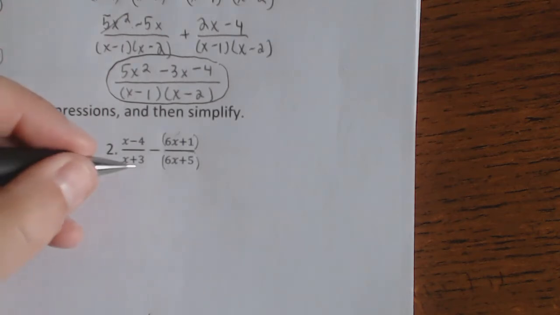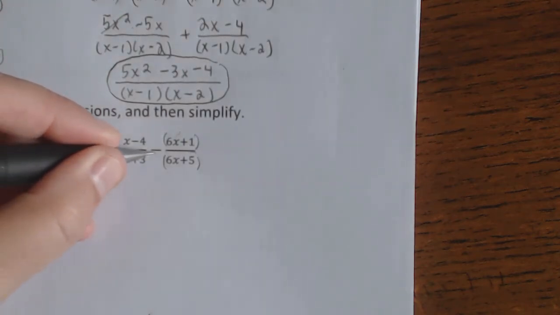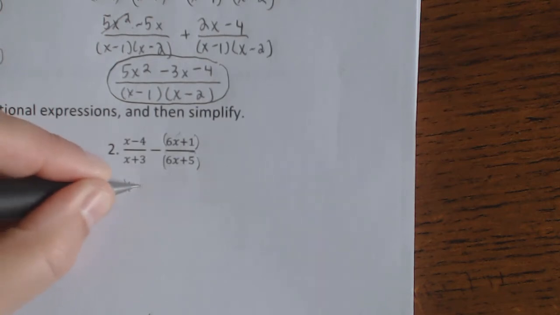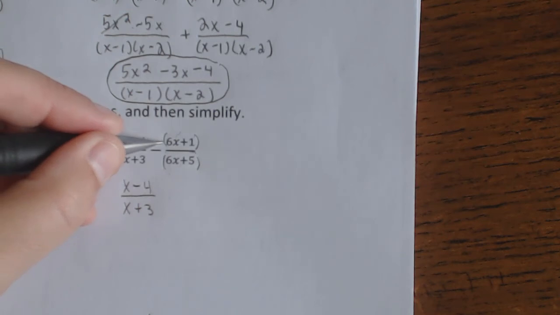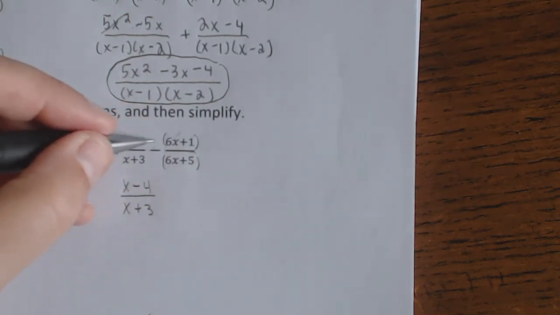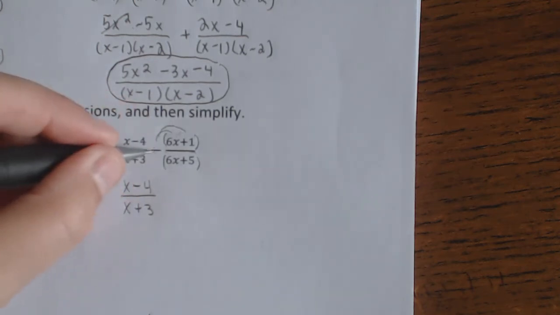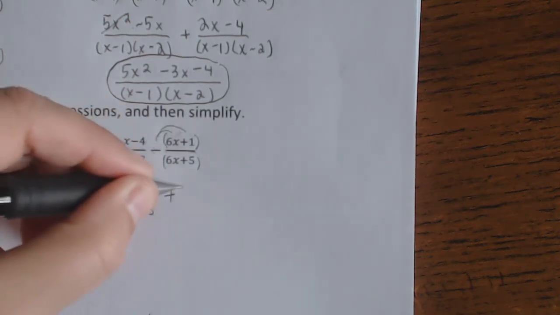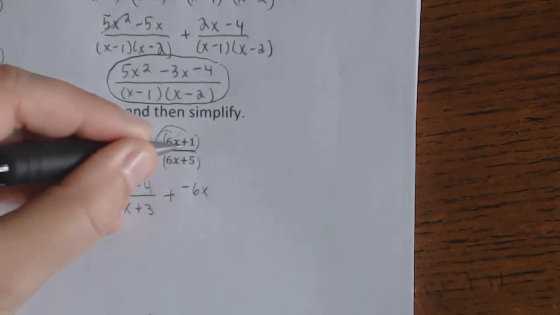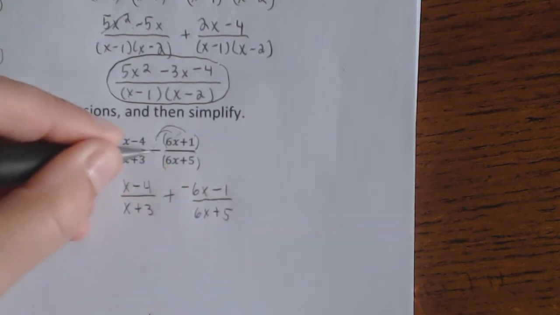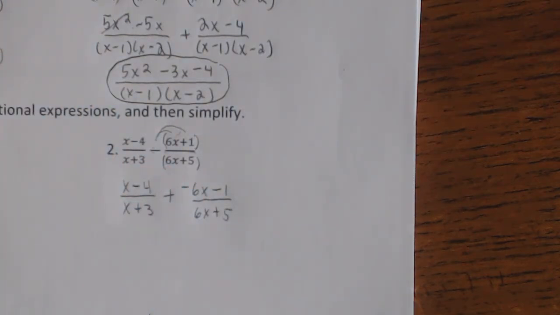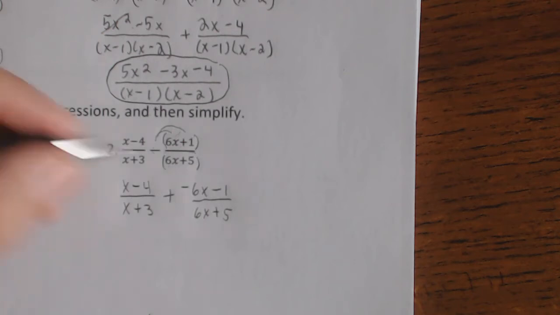Okay, so first thing I'm going to do is change my subtraction to adding the opposite, and it's a little bit more involved than the last example because parentheses hopefully will help you see this. This minus belongs to both of these. So when I change this minus to adding the opposite, this minus changes to a plus, and this 6x becomes a negative 6x. This 1 becomes a negative 1. And remember, don't distribute the negative to both the numerator and the denominator, because that would make it a positive. You just distribute the negative to the top.